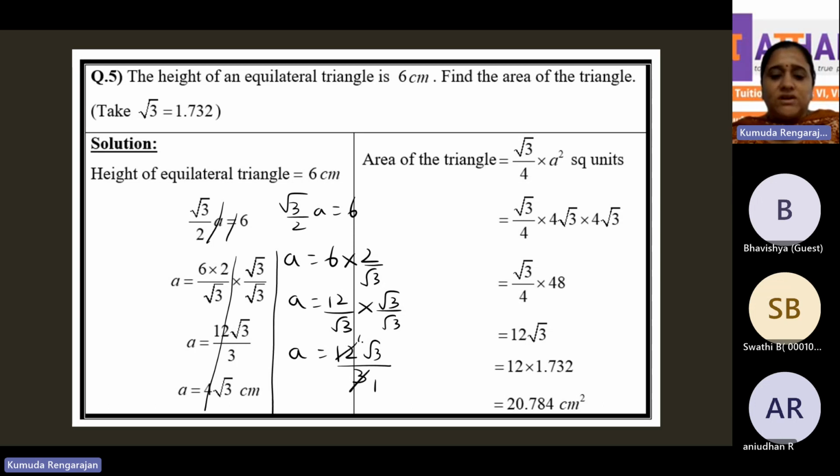Now 3 ones are 3, 3 fours are 12. So A is equal to 4 root 3 centimeters. This is the side of the triangle. We found the side. Now use the side and find the area. The question is to find the area.